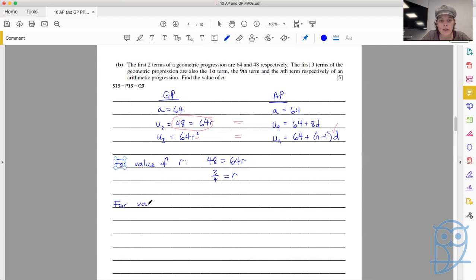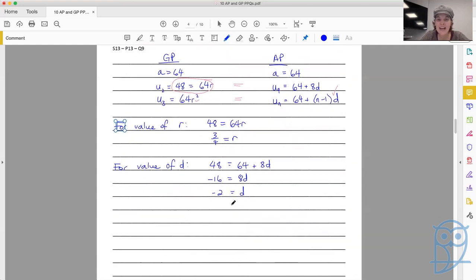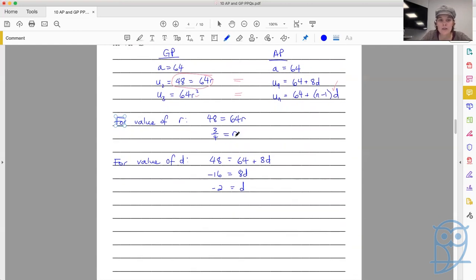So for the value of D, let's get all the equations sorted on this line first. We know that 48 equals 64 plus 8D. So minus 16 equals 8D, D equals minus 2. We're getting sorted, we're getting settled. Now we need a value. So we need this value of the GP's third term in order to equate it to our expression for the AP's nth term.